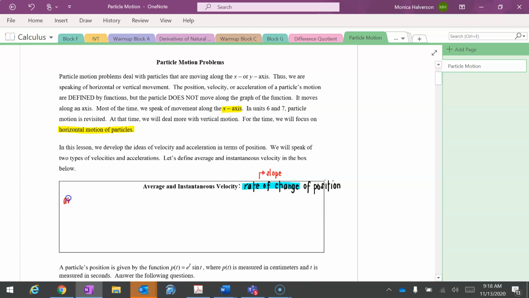Well, it's all based off of the two different types of velocities. If you're ever asked to find the average velocity of a particle within the interval a to b, you should automatically be thinking AROC, the average rate of change, which we find by finding the slope of the particle from a to b in regards to position, where P of t is the position.